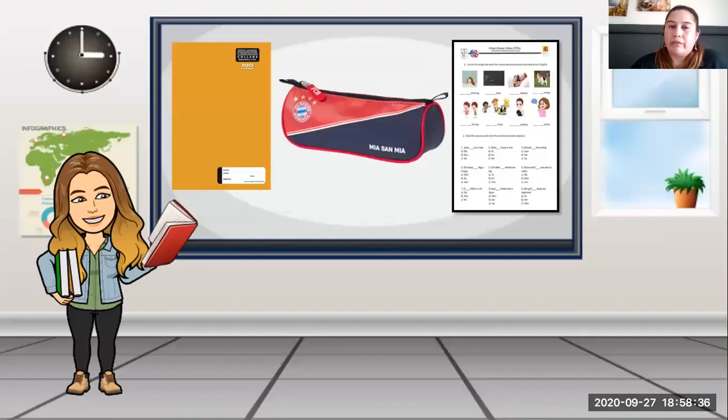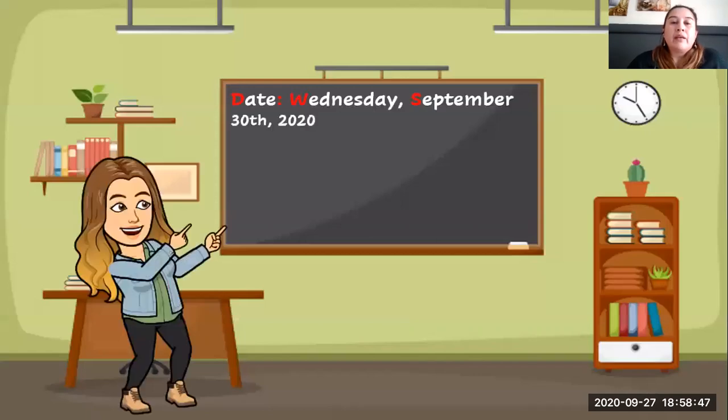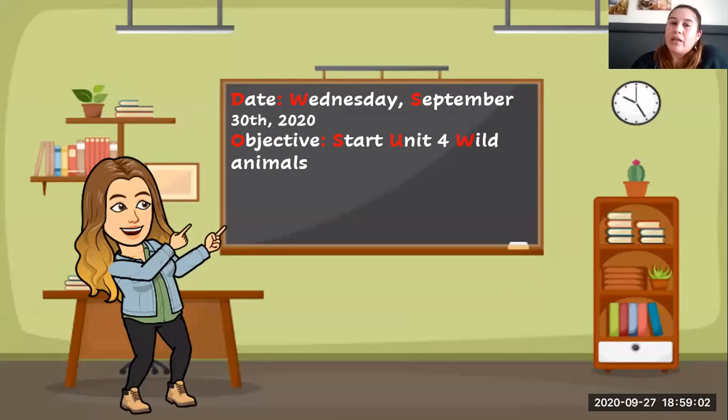Remember that you need your notebook, your pencil case, and your handout. If you can't print it, you can do it directly in your notebook. And don't forget to write the date. Wednesday, the 30th of September 2020. And our objective, to start unit 4, wild animals.